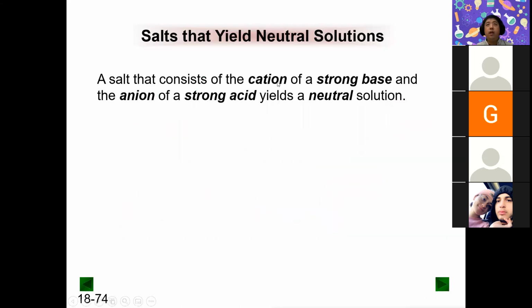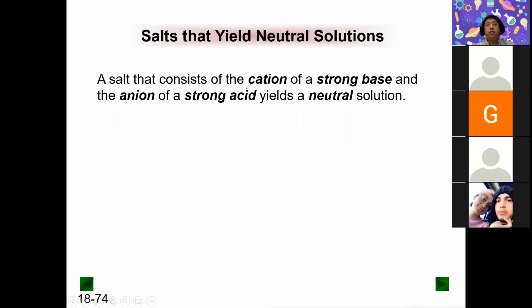Okay. Now we're going to learn a little bit about salt yields. This is a very, very difficult topic for most people to handle. For some reason, they just don't understand it. And there is an ALEKS associated with it that a lot of students have issues with. Okay. So the first one I'm going to look at are neutral salts or neutral solutions.